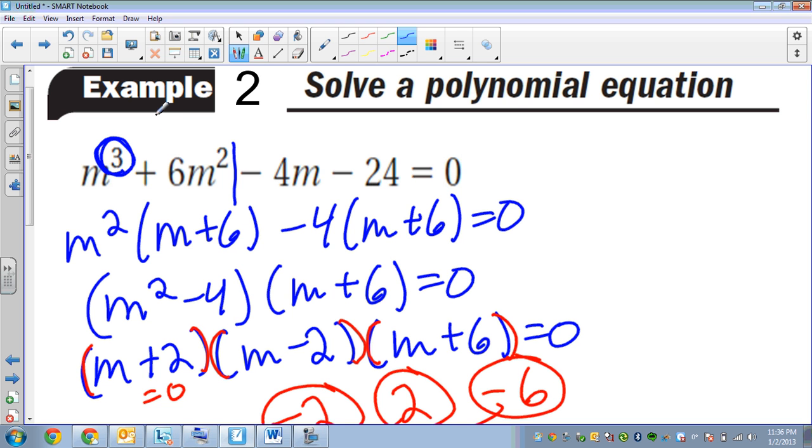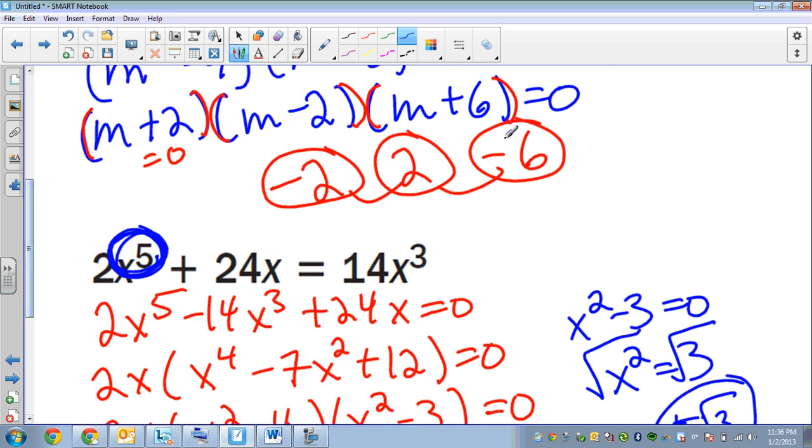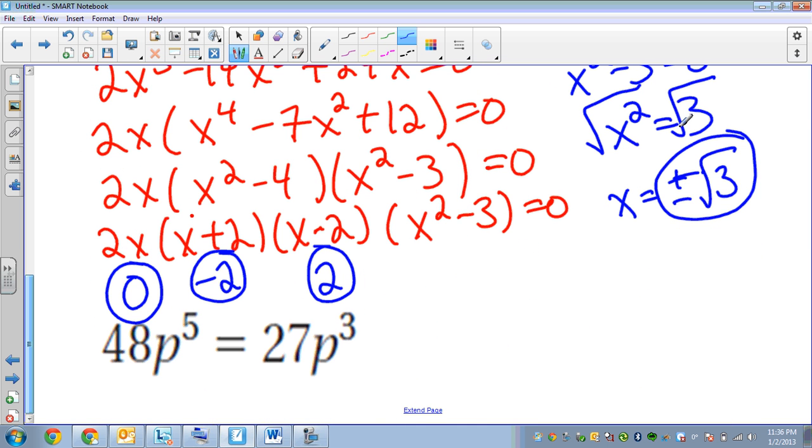Usually, not always, usually the exponent power that's the highest, the degree, gives you the number of answers you'll have. So we had a 3 and 3 answers, and a 5 and 5 answers here. So the higher the exponent power, the more complicated it gets, again, as I have already said multiple times.